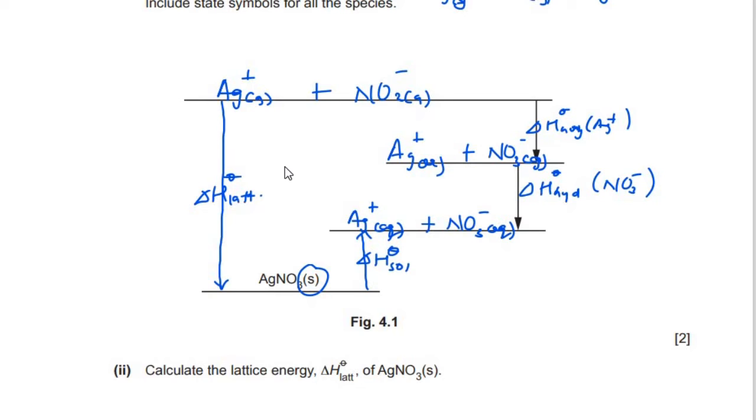So this is how you're going to label the whole cycle, and you're going to write all the state symbols wherever required. So the top one, both are gaseous form. Here the silver ions are in aqueous form, but the nitrate ions are in gas form. Here both the ions are in the aqueous form. Let's see what's the next part.